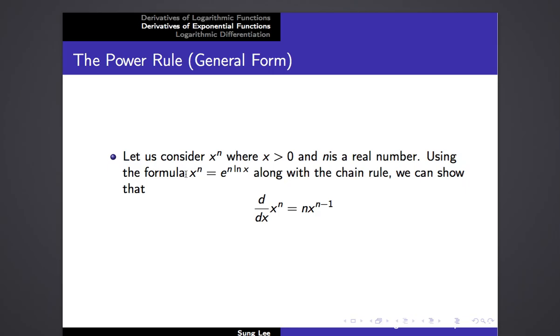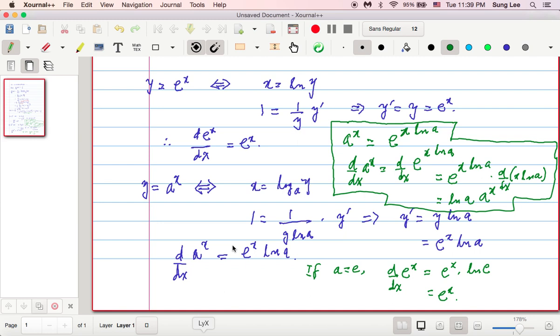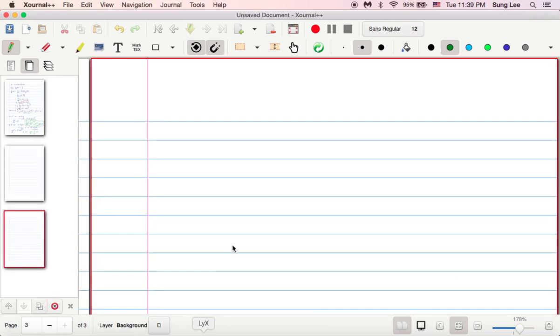Now, using the same type of formula we just did, x to the power n can be written as e to the n times ln of x. Using the well-known properties of exponents, along with the chain rule, we can show that the derivative of x to the power n equals n times x to the n minus 1. Okay, so let's see that. I'm going to move to the next page.